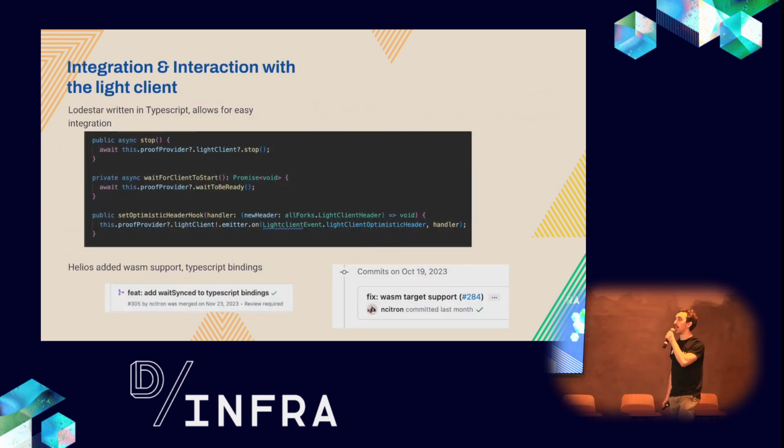So, integration and interaction. Lodestar is written in TypeScript, so for a web application such as the extension, it's pretty straightforward. Since it's written in TypeScript, you can do cool things like hook on when you get a new block, re-verify the information on the page and update the block. It's pretty cool. Helios is written in Rust, but they took great steps to support web applications also. They now support WebAssembly and TypeScript bindings, so you can also use that. We plan to incorporate it in the extension as well.